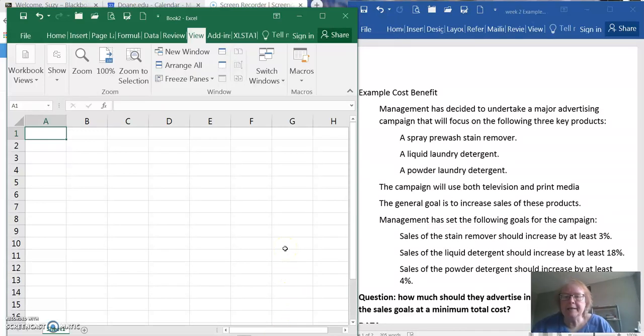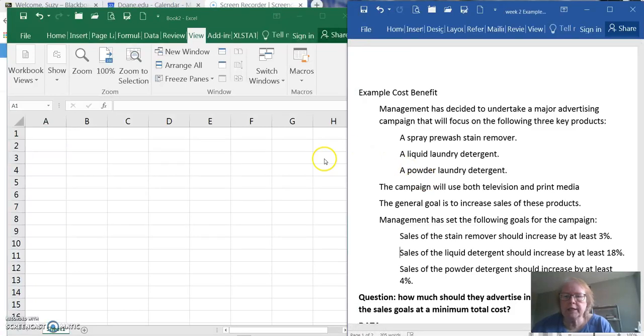Hello, this is me again, and what we're going to look at right now is another example we did in class. This is a cost-benefit example. It's a little bit different than a resource allocation problem. Very similar, but there's a difference in terms of what we're actually trying to do. In a cost-benefit example, what we're trying to do is accomplish some benefit at the minimum cost.